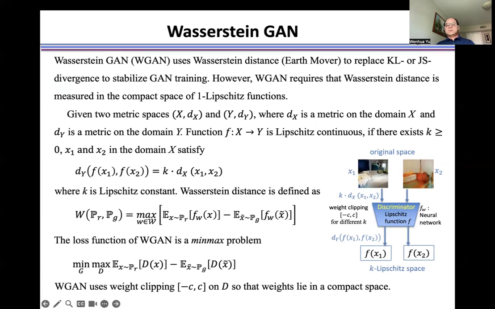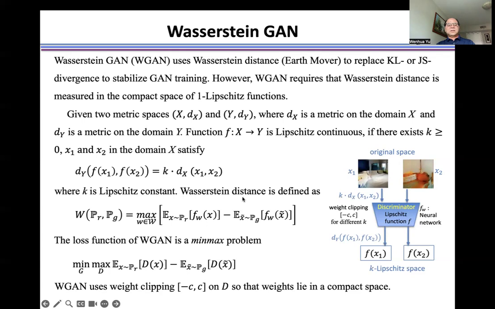For example, distance between two distributions is measured in a Lipschitz space. Given two metric spaces (X, dX) and (Y, dY), where dX is a metric on the domain X and dY is a metric on the domain Y, a function f from X to Y is Lipschitz continuous if there exists k larger than or equal to 0 such that for all x1 and x2 in the domain X, this equation is satisfied, where k is the Lipschitz constant.